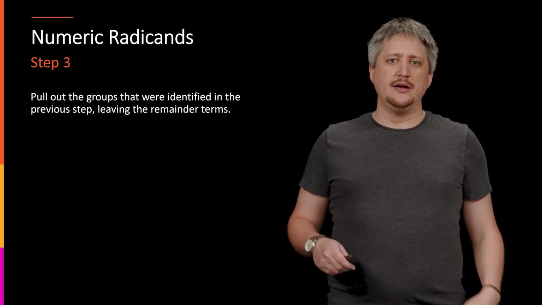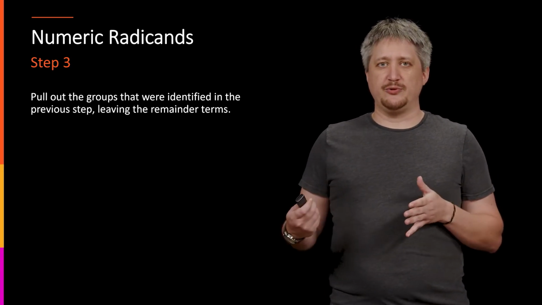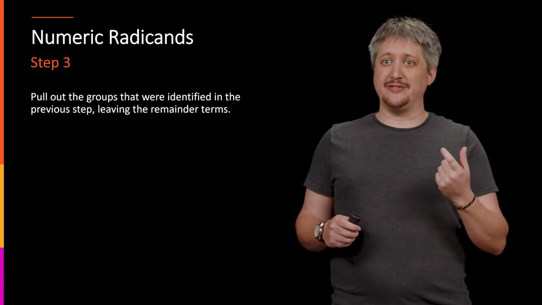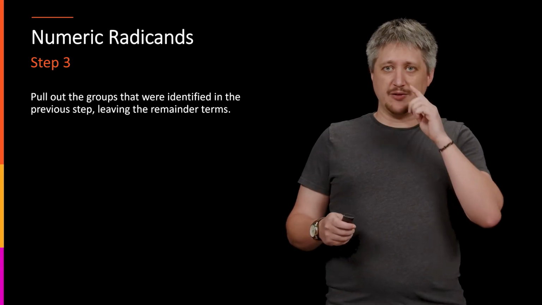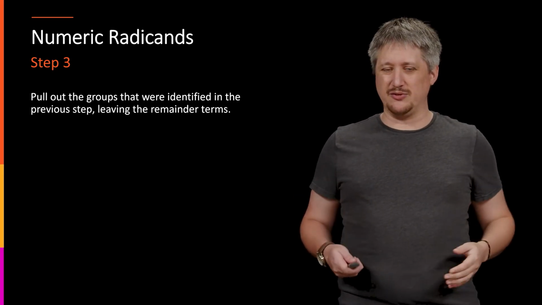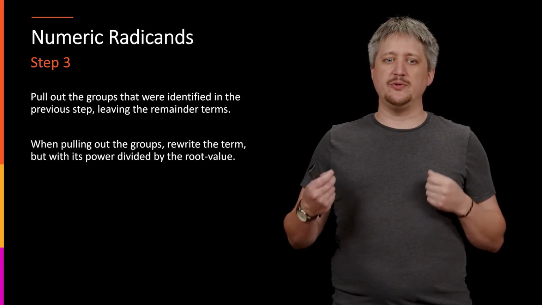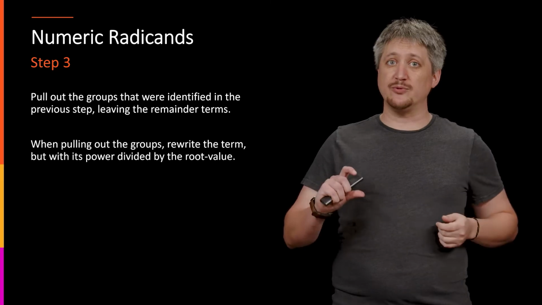All right. So what I'm going to end up doing is pulling out those groups that I just identified, those things that are the power of the root, but not the remainders. So I'm going to show this concretely. This is a little hard to describe. But when I pull out each of those things, I'm going to rewrite the term the same way, but I'm going to divide the power by that root value.